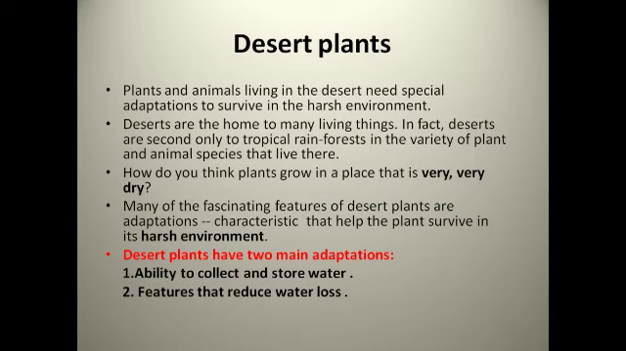Look at the second topic: desert plants have two main adaptations. What are the two main adaptations done by the plant? The ability to collect and store water. It doesn't mean there is no water. There is water, but in a very small quantity. So plants have the ability to collect or store that water.